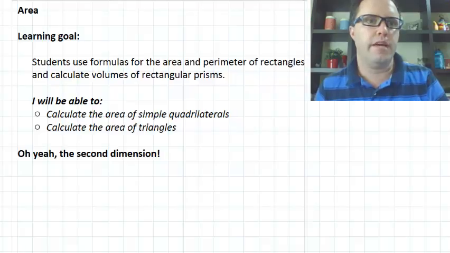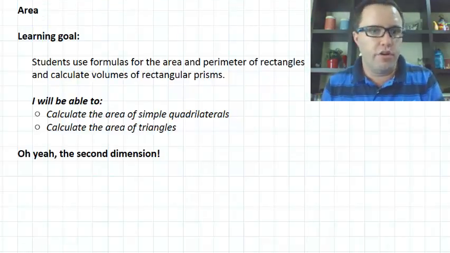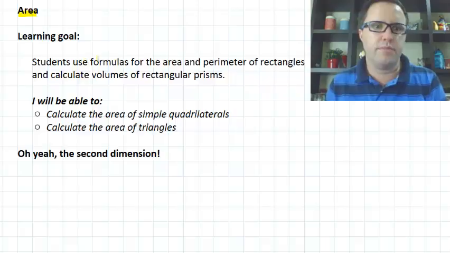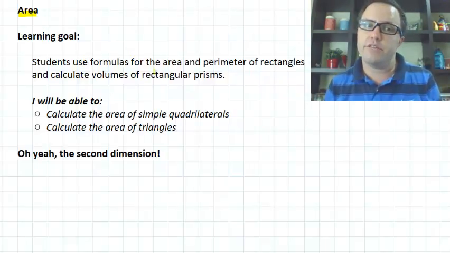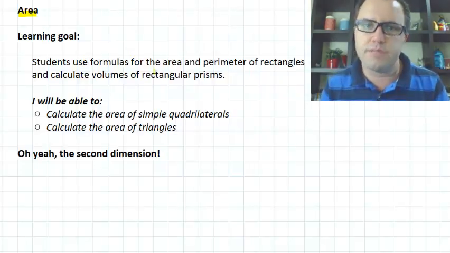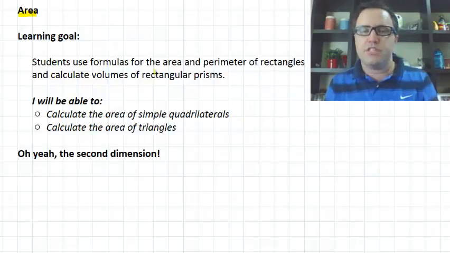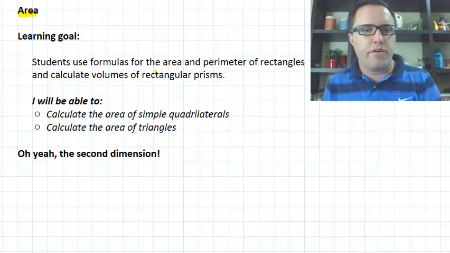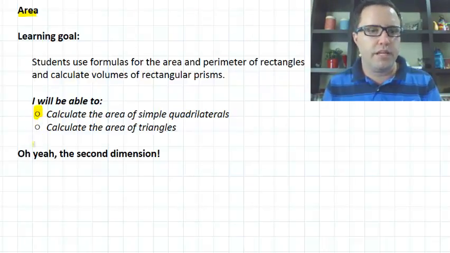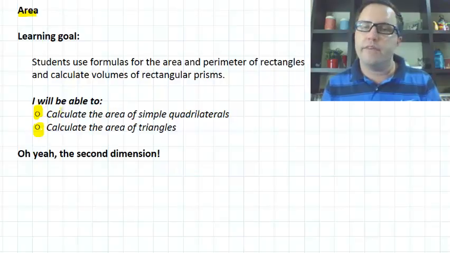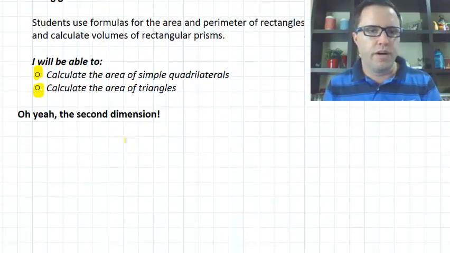Welcome to this next video on area. Now, for our learning goal, it's still the same kind of thing. We're going to be using formulas for the area and perimeter of rectangles and calculate volumes of rectangular prisms. We're also going to be looking at squares and triangles too, okay? Which for some of you might be new as well. All right, so at the end of this, you'll want to be able to calculate the area of some simple quadrilaterals and calculate the area of triangles.